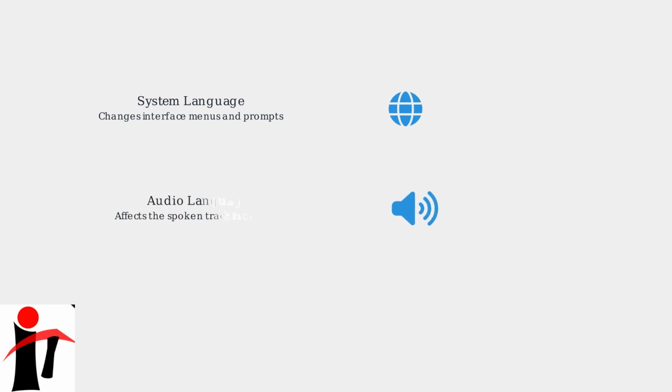The Xumo Streambox offers three main language options. System language changes the interface menus and prompts throughout the device. Audio language affects the spoken track, allowing you to choose original audio or dubbed versions. Captions and subtitles provide text overlays for dialogue in your preferred language.